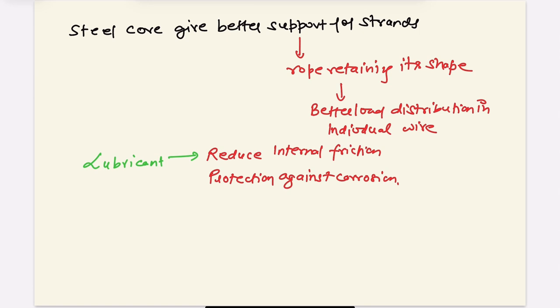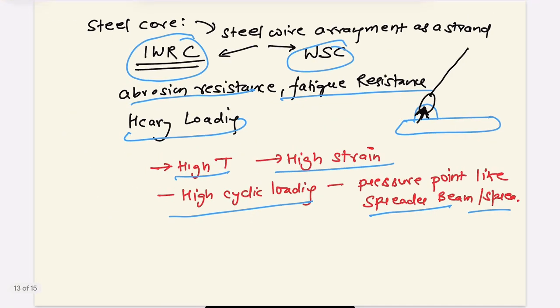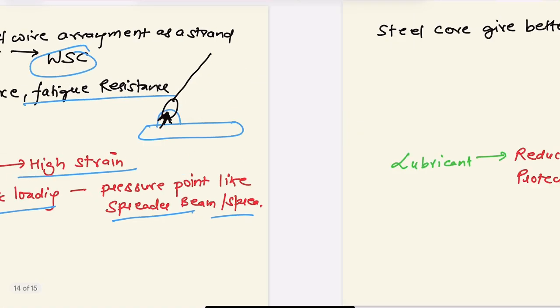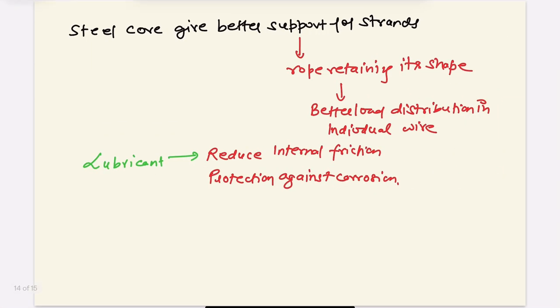The steel core gives better support for the strand. Whenever we use the steel core, the wire rope sling is able to retain its shape. As I already told you, whenever there are pressure points, the wire rope slings try to expand. But if you use IWRC, it provides better stability and better support for the strand.